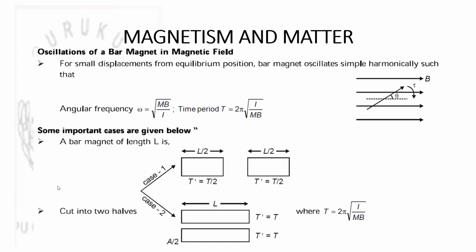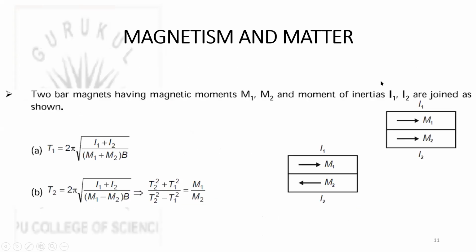Once again, I'd like to mention here that a single magnet is cut into two pieces having equal length. Then next, if you have cut a magnet along the length, meaning two magnets have the same length but half the area of cross section, in such a case the new magnets will have the same time period of oscillation as the original one.